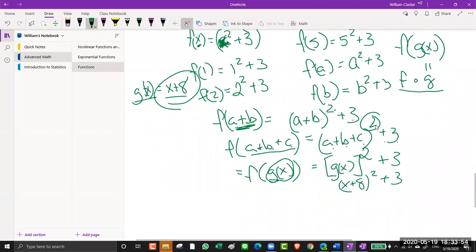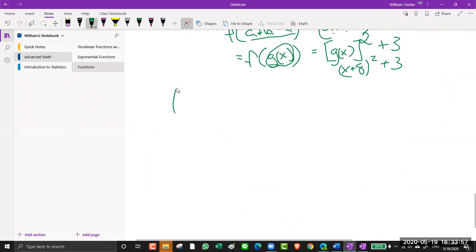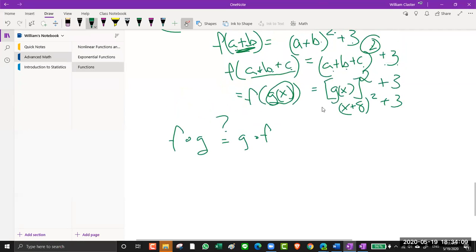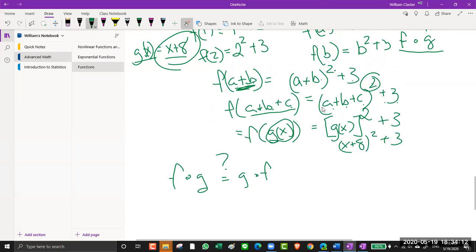Okay, now here's a question. What about that? Is that true or not true? So we just did this one. What was f circle g again? It's x plus 8 squared plus 3. We just did it there. Now we have to do this one.